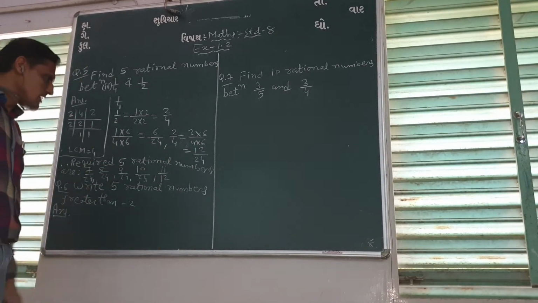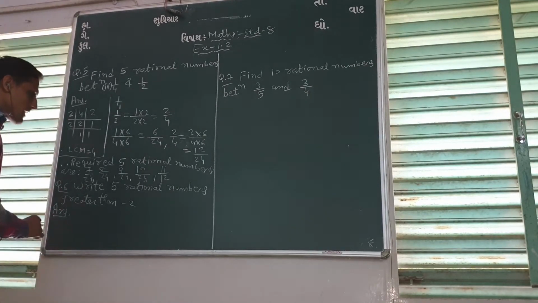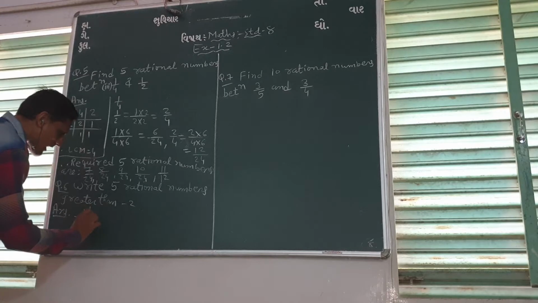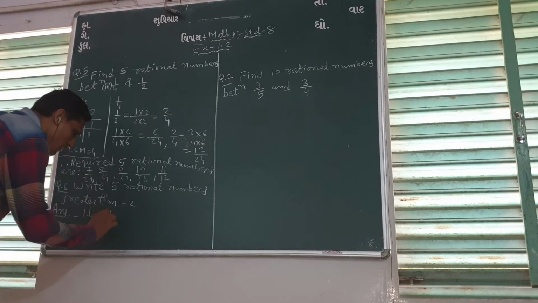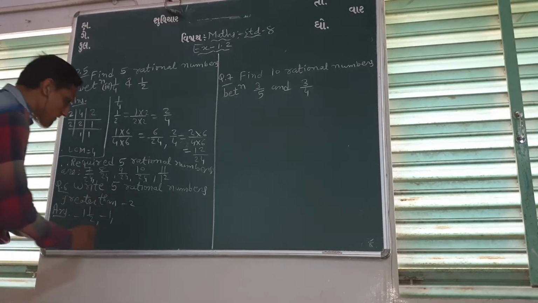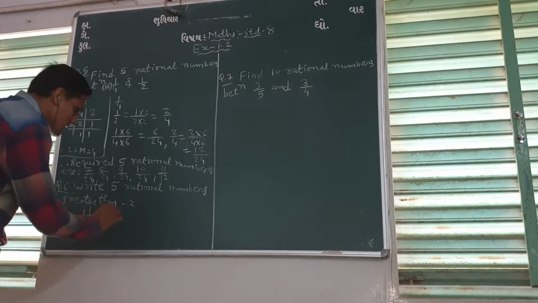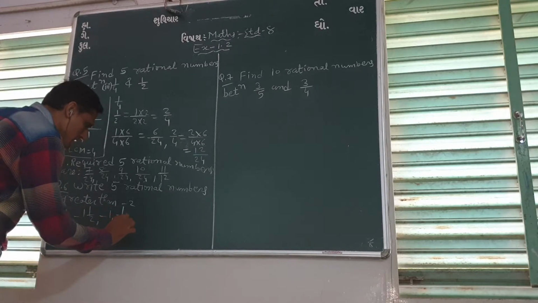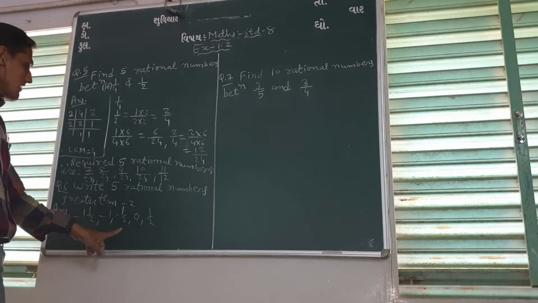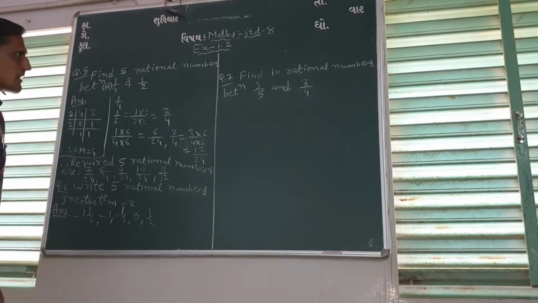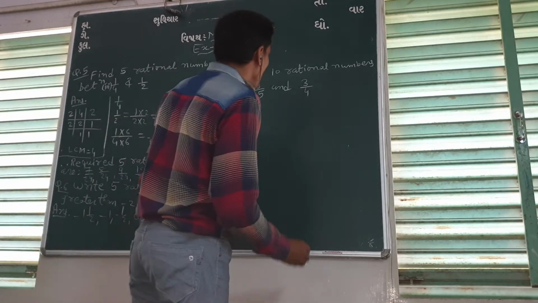Then write 5 rational numbers greater than minus 2. So we can write minus 1 and half, then minus 1, then minus half, then 0, then half. How many are there? 5 are there. Then find 10 rational numbers between 3 by 5 and 3 by 4.